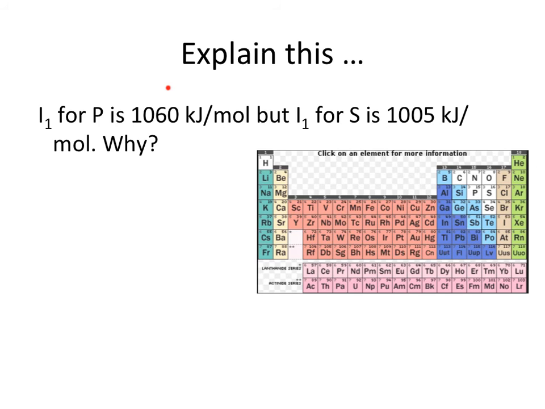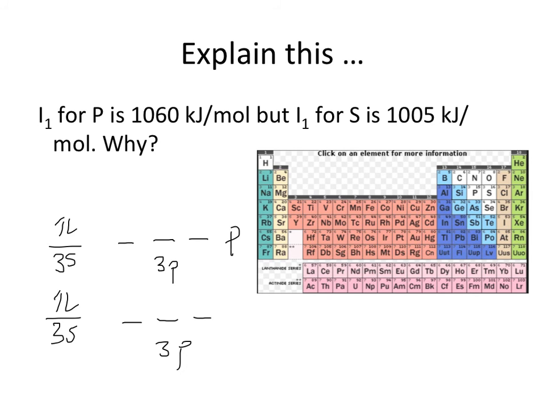Both of them have a completely filled 3s orbital, right? We're going to ignore the core electrons for this example. And then their 3p's are where we're going to actually see a difference. If we look at phosphorus, phosphorus has 1, 2, 3 electrons in its p orbital, so they're all hanging out in their individual seats. When we look at sulfur, it has an additional electron. It has 4 electrons in its p orbital, right?